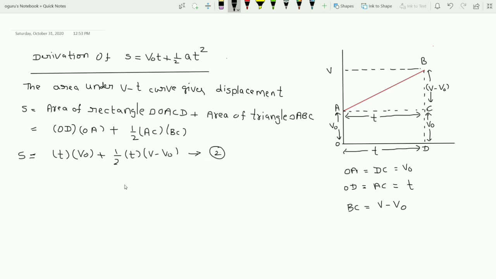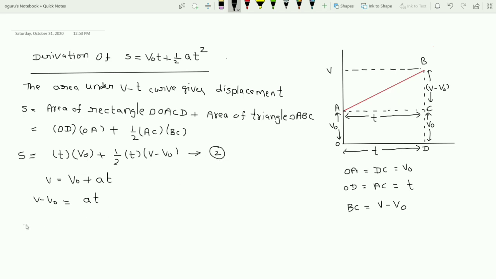Already we have derived the first kinematic equation, that is, the final velocity V is equal to V0 plus AT. Here V0 is the initial velocity, A is the acceleration and T is the time. Now let us take this V0 to this side, it gives V minus V0 equal to AT. Now let us substitute this V minus V0 value in equation number 2.